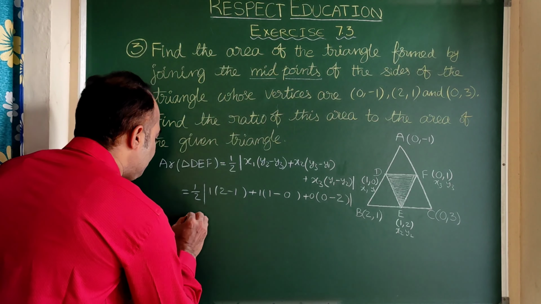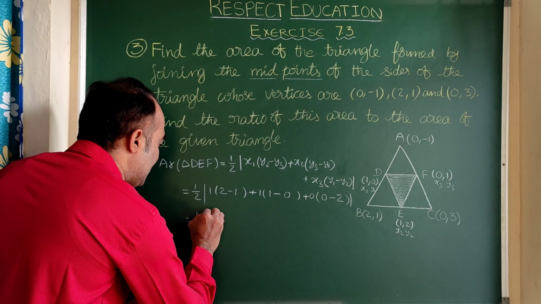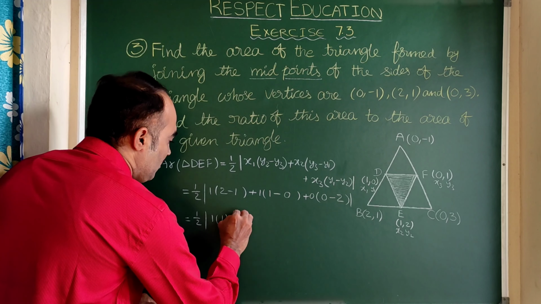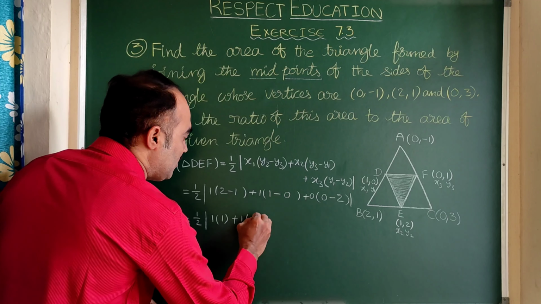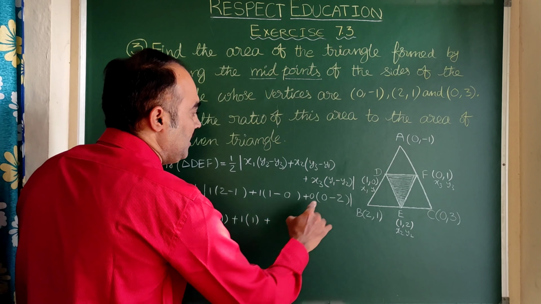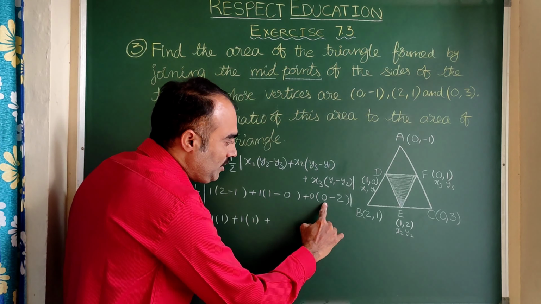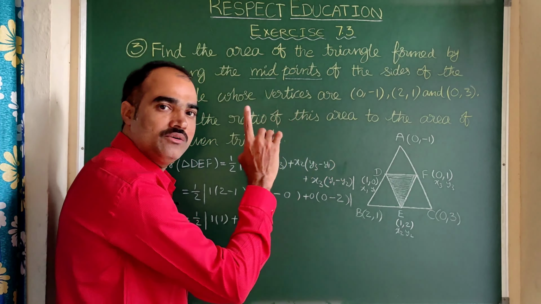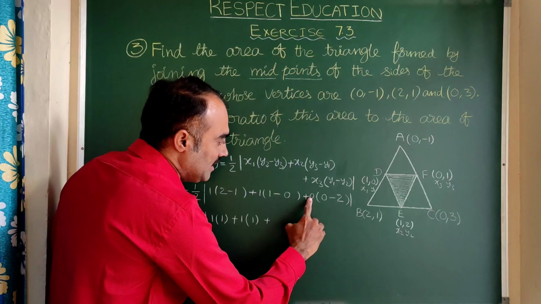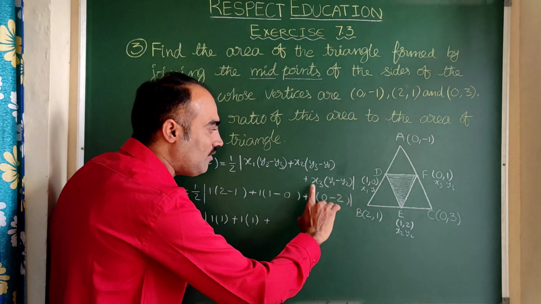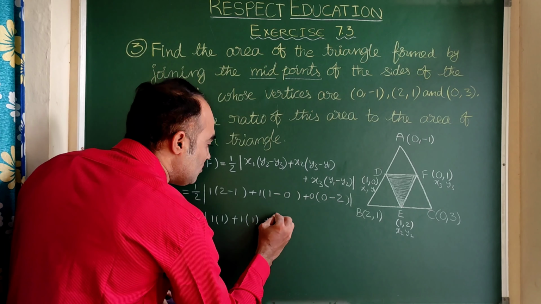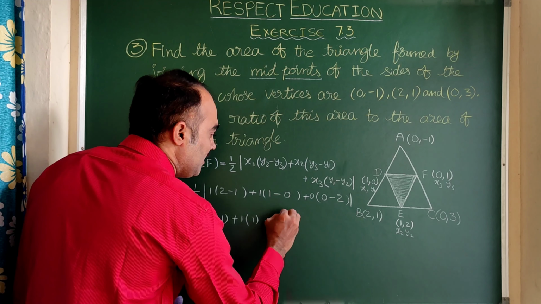So here 1 by 2, let us write as it is. 1 into 2 minus 1 is 1, plus 1 into 1 minus 0 is 1, plus, here you see 0 into minus 2 is minus 2. 0 into again minus 2 is 0. See here, clear? 0 into anything is 0. So better not to write anything there. Let us write directly 0, right?